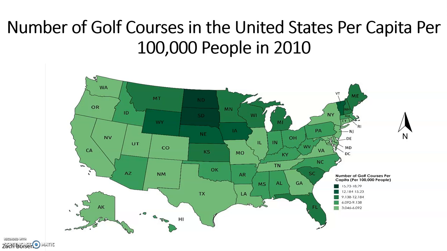We'll get into this map right off the bat. This choropleth map that was made by Boisen was created in MapChart, and it represents the number of golf courses in the United States per capita per 100,000 people. As an avid recreational golfer, Zach was always curious about the number of golf courses per state.